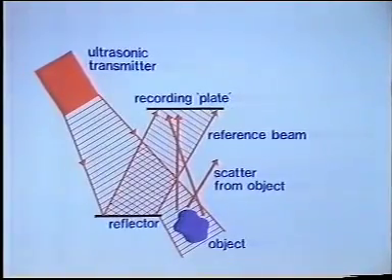Some of the beam from the transmitter hits the object, and the waves that scatter off are directed, or at least some of them are directed towards the recording plate, where they mix with the reference beam. Now, this is fine, except there's no such thing as the ultrasonic equivalent of an optical recording plate and a photographic emulsion. So what do we do?